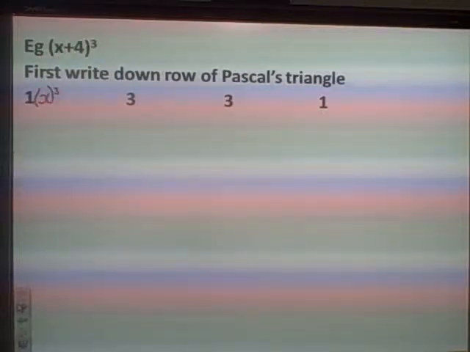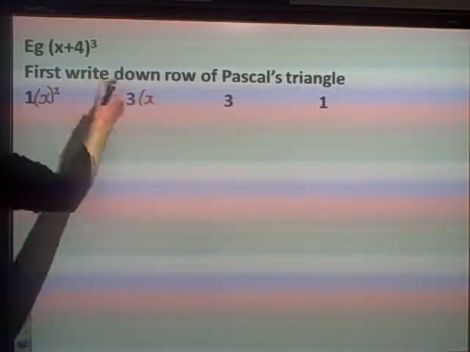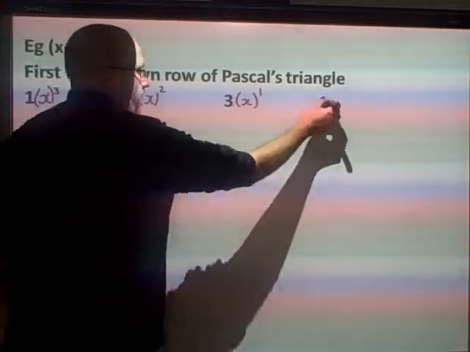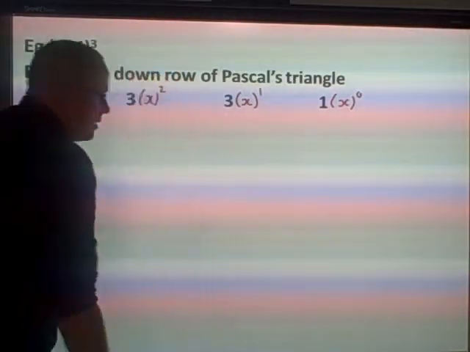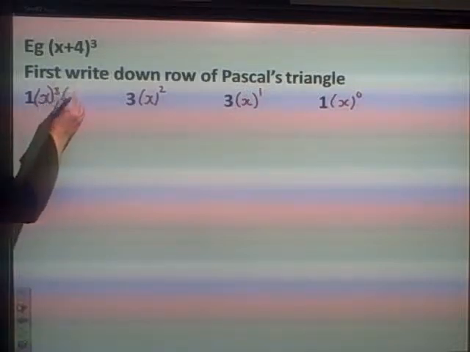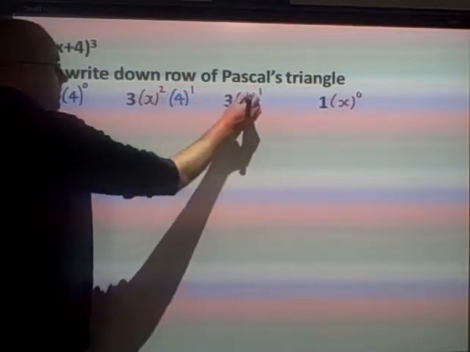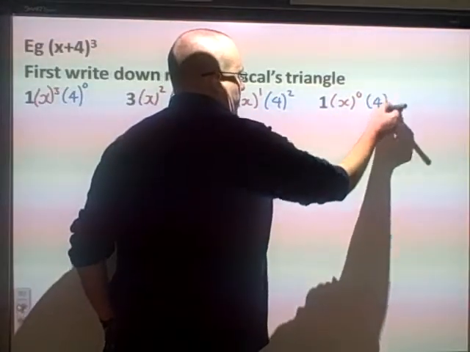Now I'm going to put parentheses around it, which is not necessarily needed for x, but if it was something like 2x, then that would be quite important. And then on each term, I'm going to do the same thing, but decrease the power by 1. So this was 3, so I'm going to go 2, power of 1, power of 0. And then I take the last term, which is 4, and do the same thing in the reverse order. So 4 to the 0, 4 to the 1, 4 to the 2, and 4 to the 3.